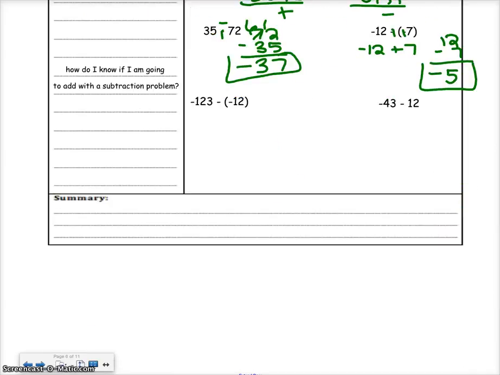Negative 123 minus a negative 12. Plus plus that. Rewrite so I don't feel confused. Negative 123 plus 12. Once again, I'm saying to myself, are they the same or are they different? Different, so I'm gonna take their difference. Okay, and I have way more negatives.